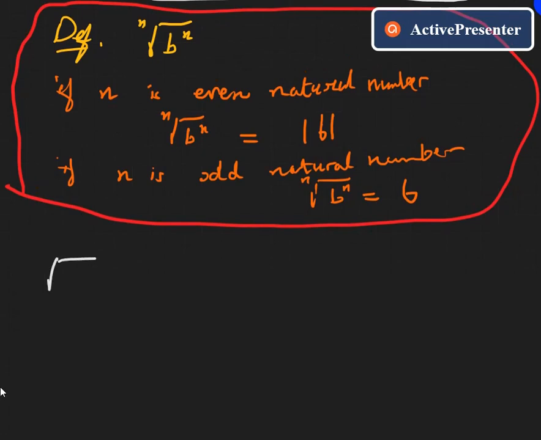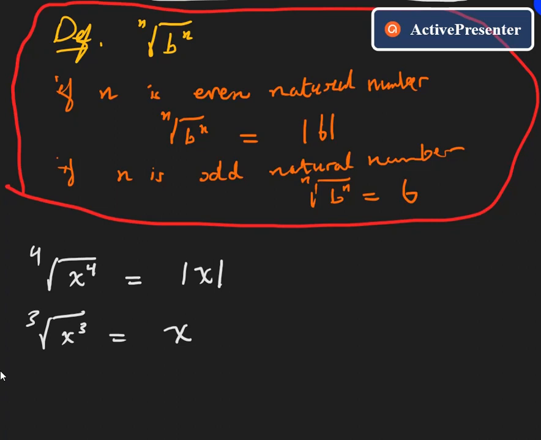Let's say the fourth root of x to the power 4. This is equal to the absolute value of x. If I say the third root of x to the power 3, this is equal to x. Okay, this is equal to x.